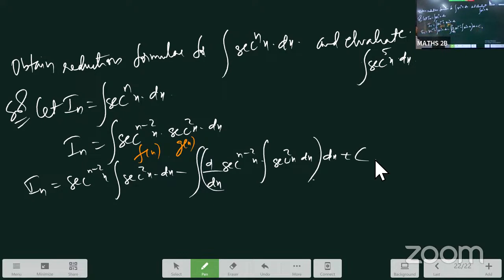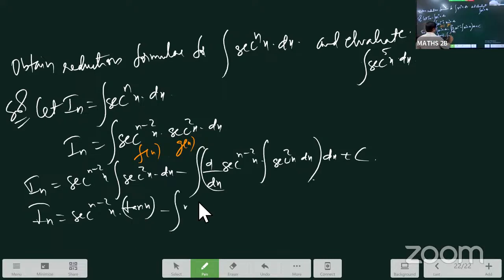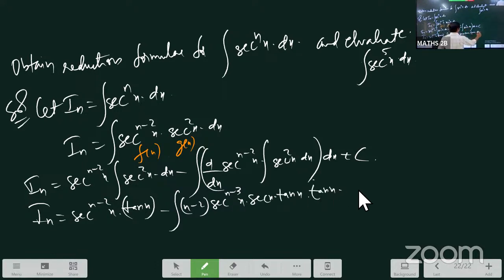Is it clear? So I_n is equal to secant to the power n minus 2 x, integration of secant square x is tan x, minus n minus 2 secant power n minus 3 x. Again secant x derivative is secant x tan x, and again integration of secant square x is tan x. You should be careful here. Is it clear? Secant power n minus 2 derivative is n minus 2 secant to the power n minus 3 x, times secant x derivative, secant x tan x, and integration of secant square x is again tan x. Now what am I going to get here?